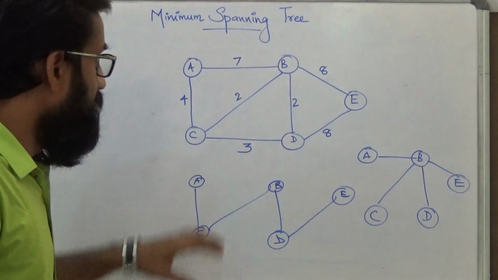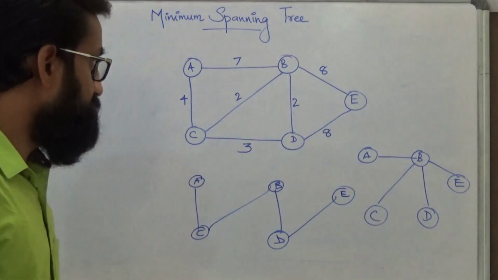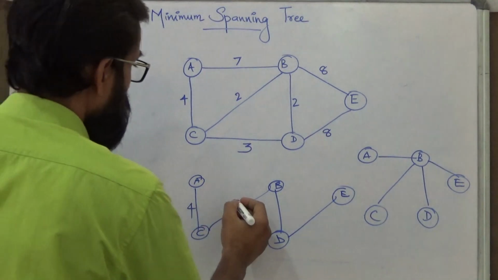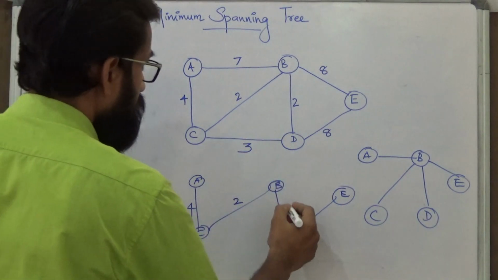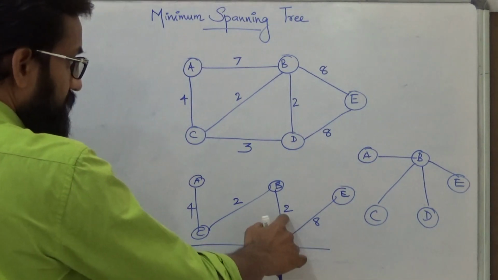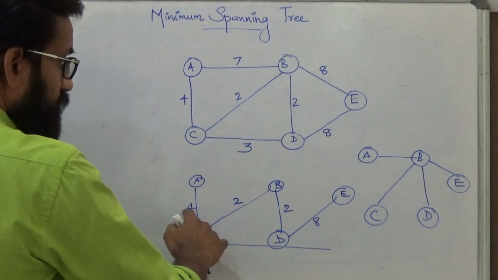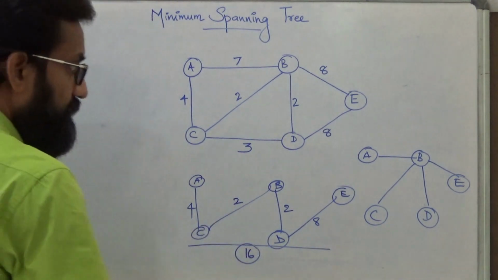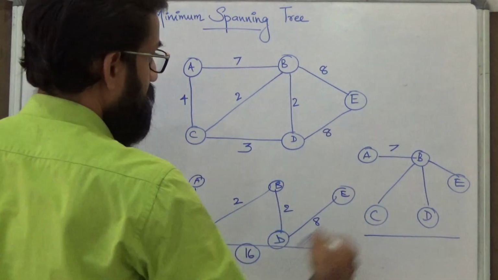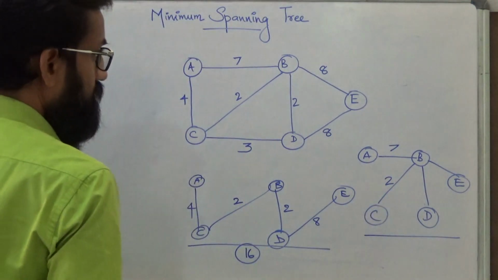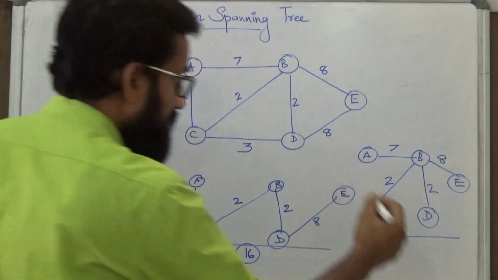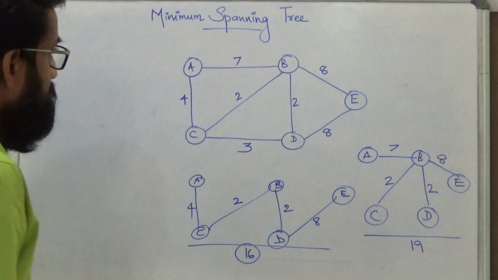So if you consider this weighted graph, you can have multiple spanning trees. So if you add weights, this edge has weight 4, 2, 2, 8. So as far as this spanning tree is concerned, the total cost is 10, 14, 16. Cost is 16. Now if I consider this spanning tree, this weight is 7. This spanning tree is of cost 19.